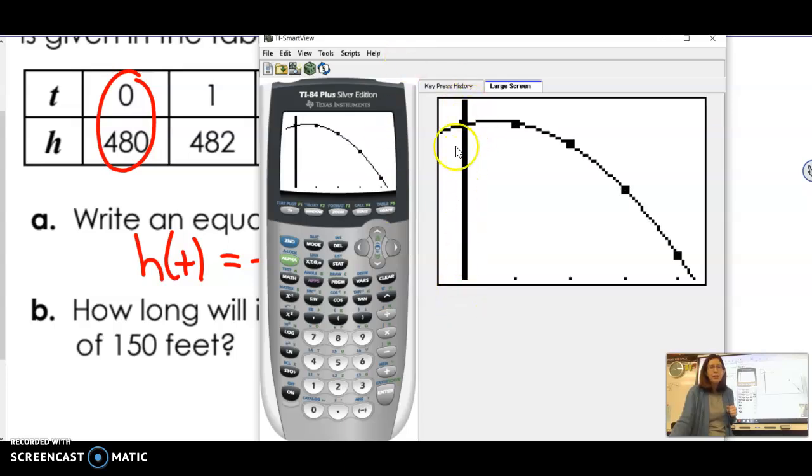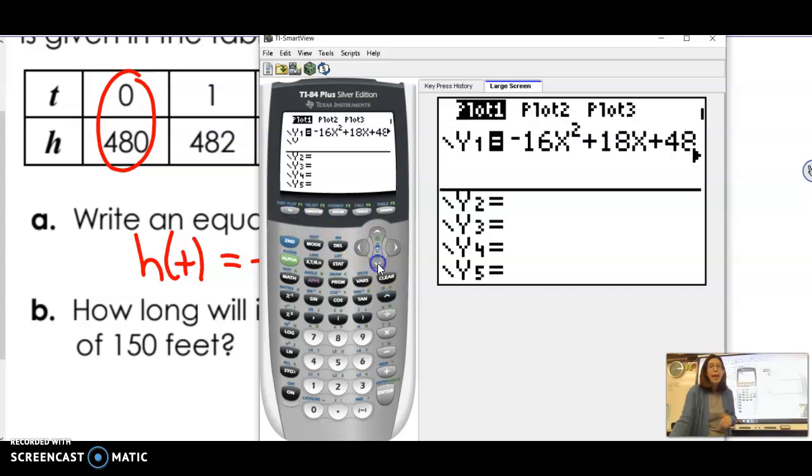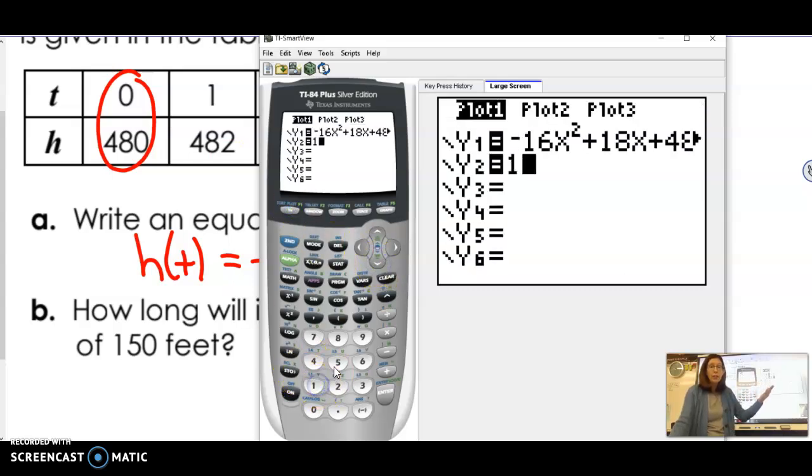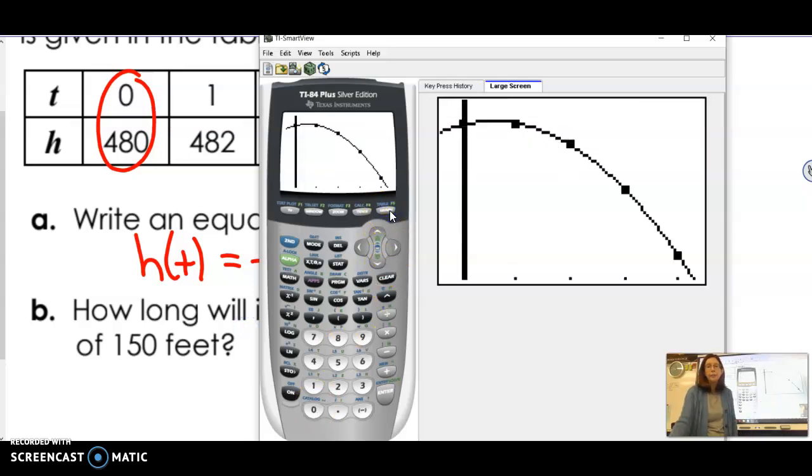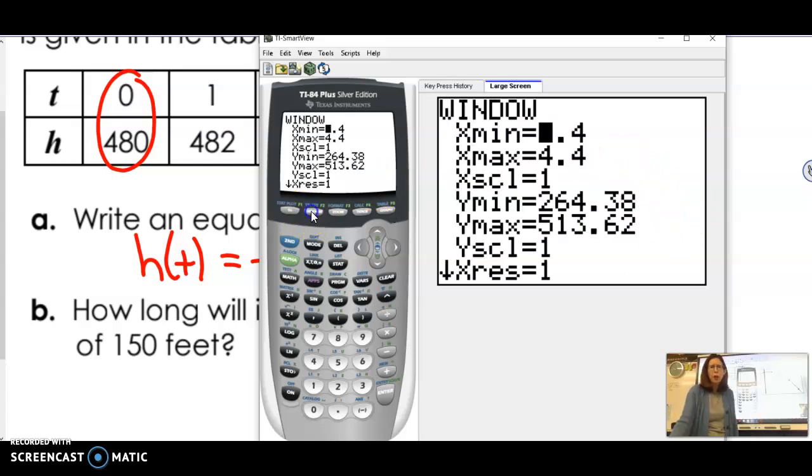And again, this tells me my height. Well, I want my height to be 150. So what I'm going to do is hit y equals, and I want the height to be 150. So I'm going to put 150 in there and hit graph. And okay, nothing's showing up. So let's check our window.